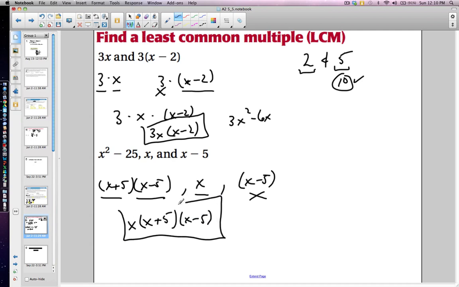This will be my least common multiple. So it's this concept of eliminating repetition that helps you get the least common multiple.